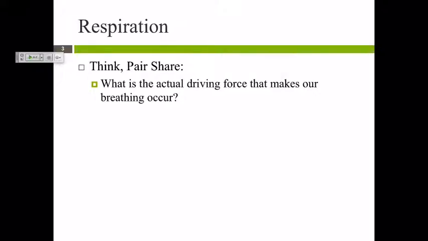Chase. Kira, can you share? The pressure inside the lungs is less than atmospheric pressure, so the pressure is trying to equalize.